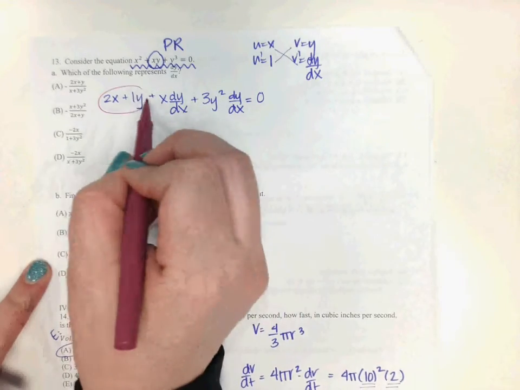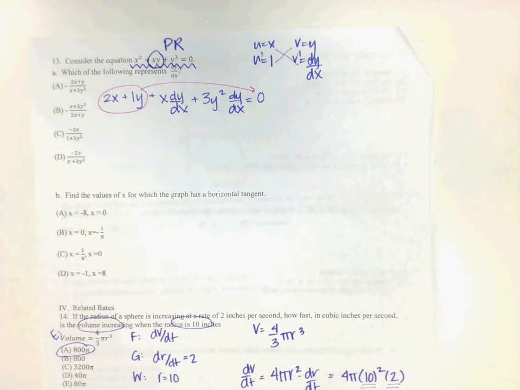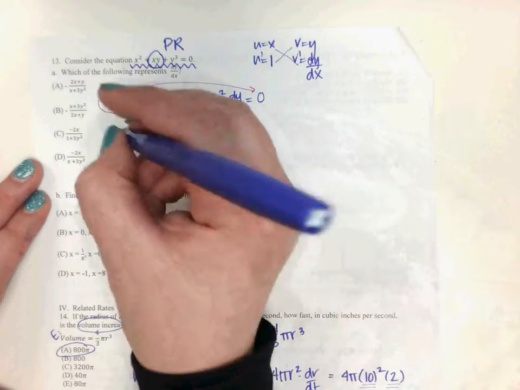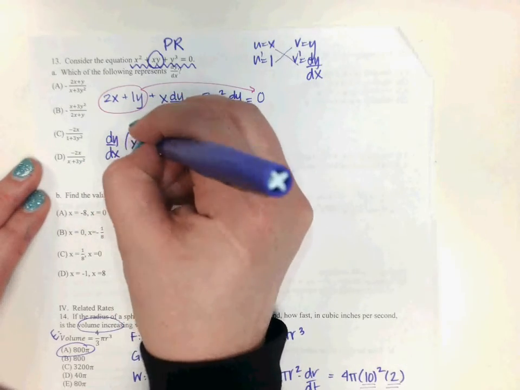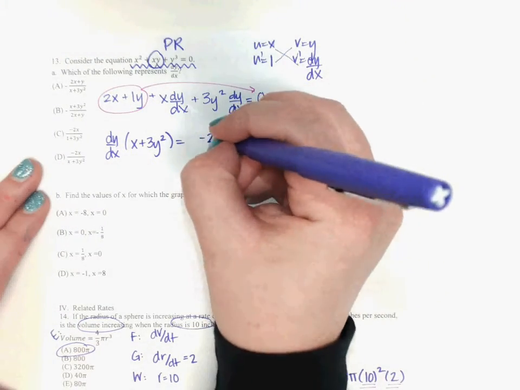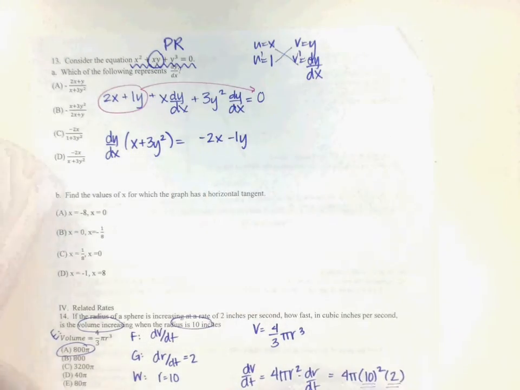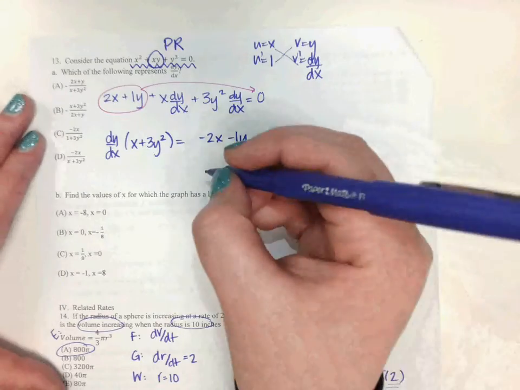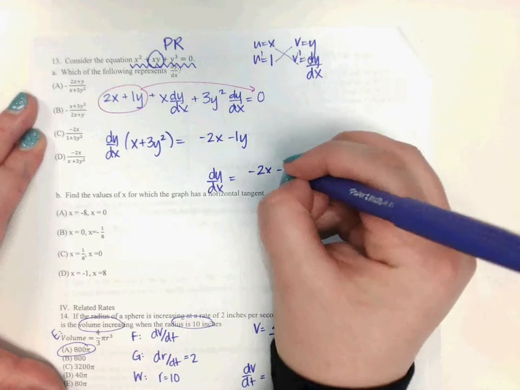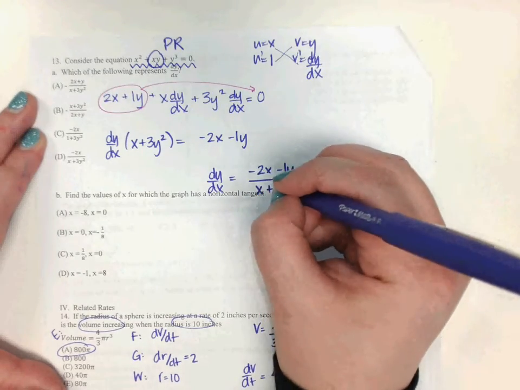Still 0. What can I move across that does not have a dy dx? 2x plus 1y. When they move over, they're both going to turn negative. So my dy dx comes out to the front. I have an x plus 3y squared left over. And then my 2x plus y is now a negative 2x and a negative 1y. Then your last step, remember that x plus 3y squared, you're just going to divide that onto the bottom. So it'll be dy dx equals negative 2x minus 1y over x plus 3y squared.